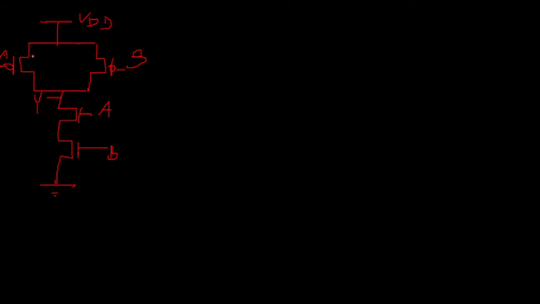Before starting with the stick diagram and layout, what I suggest is to always mark the terminals. Terminals means you should know which terminal is source and which terminal is drain. Because in PMOS the current flows from source to drain, these two terminals will be sources and these two terminals will be drains. And for NMOS the current flows from drain to source, so this will be drain, this will be source. For the second, this will be drain and this will be source.